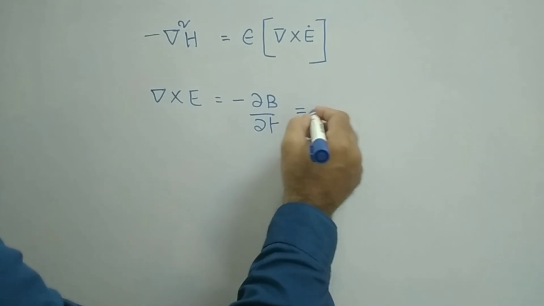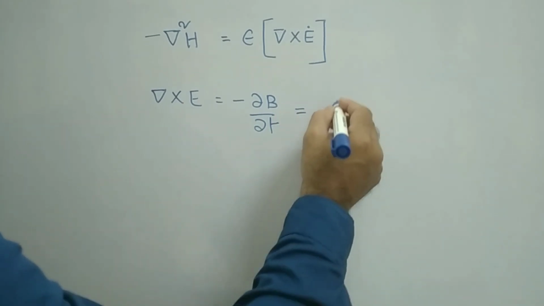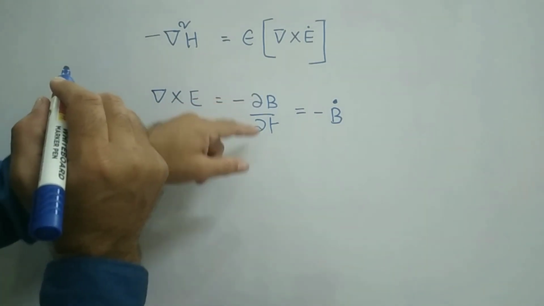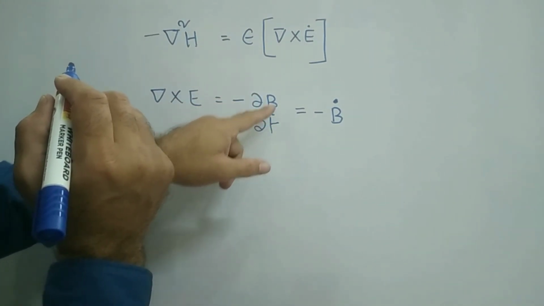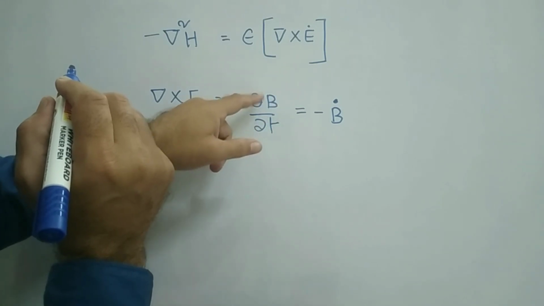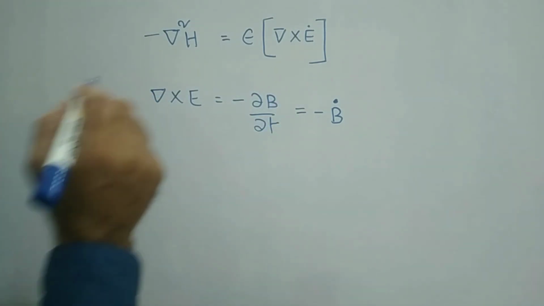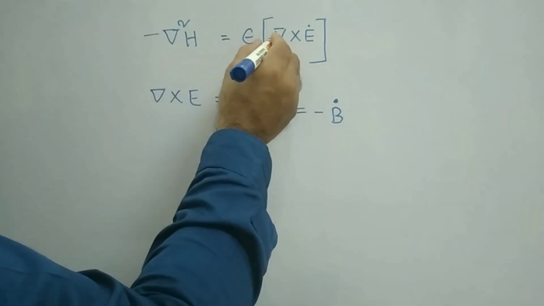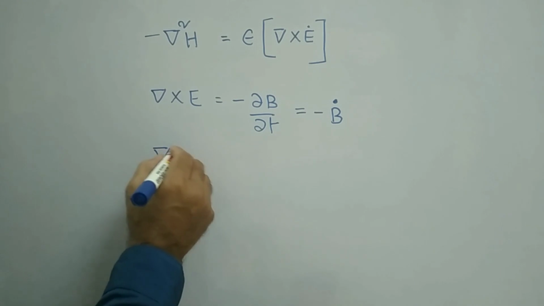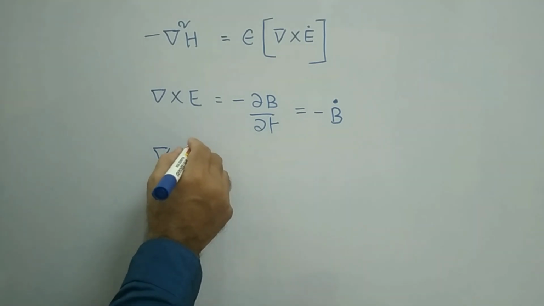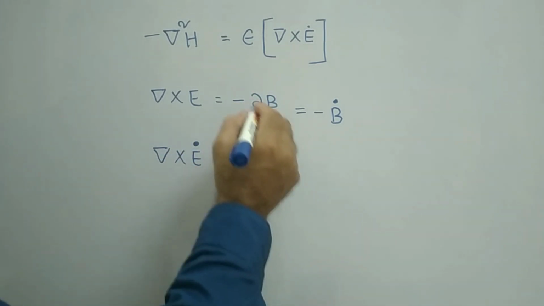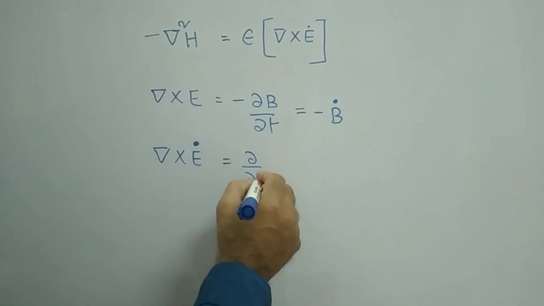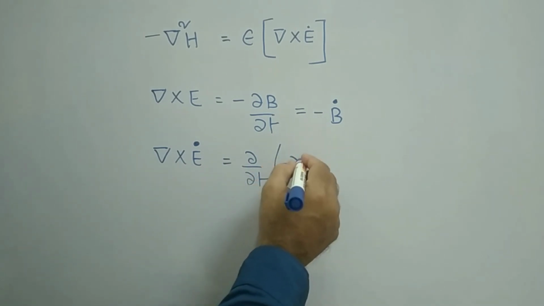Nothing but, you can write it as minus B dot, no? Del cross E is equal to minus dou B by dou t, the first derivative of magnetic flux density. Therefore, this can be written as minus B dot. Now, del cross of E dot means you have to take another derivative, that means dou by dou t of minus dou B by dou t.